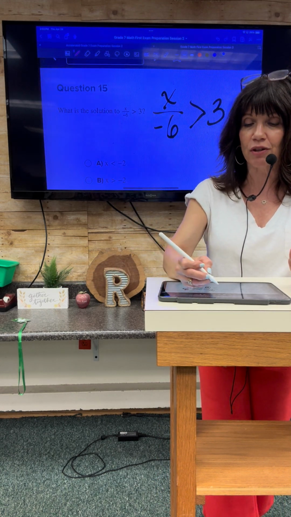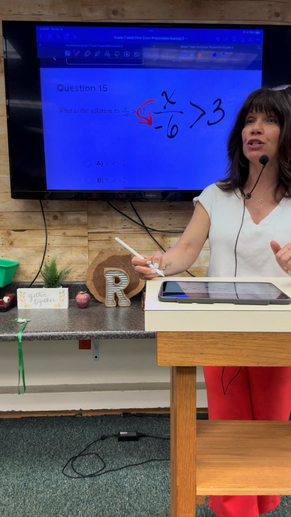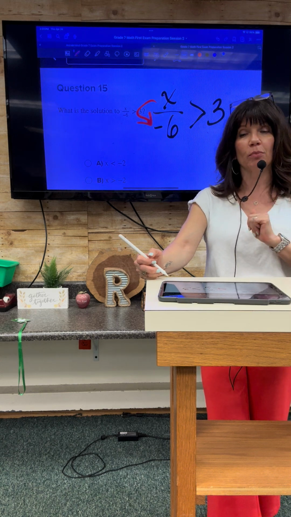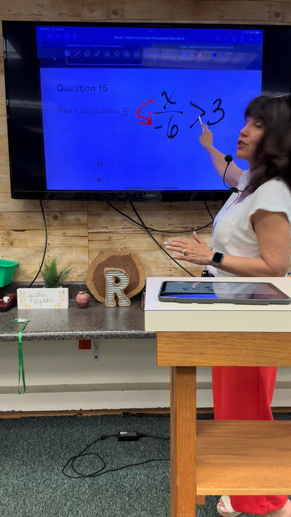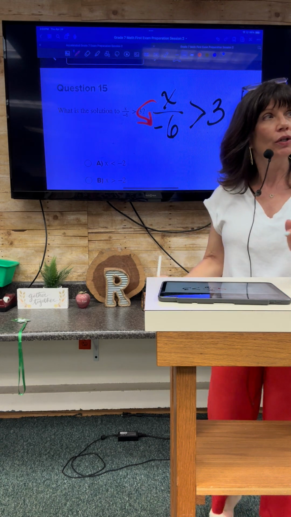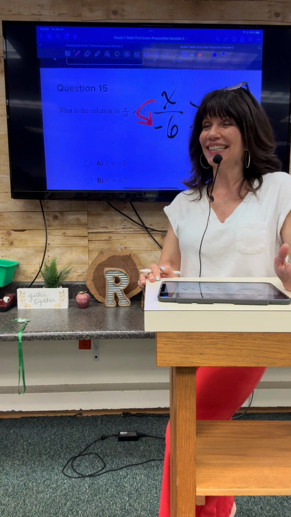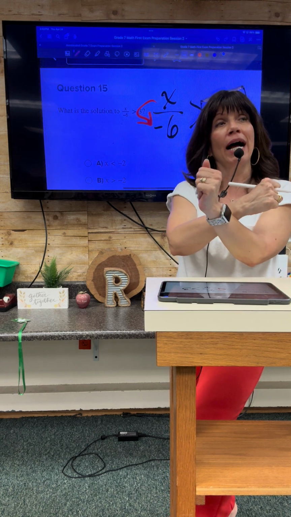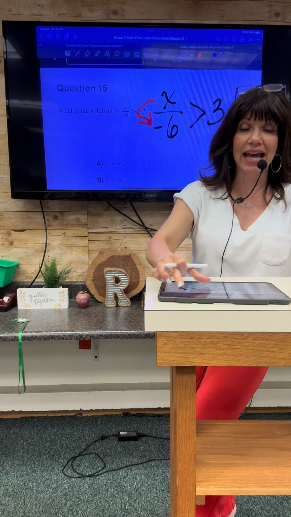Class, what is happening to the variable? It is being what? Divided. By -6. So what will I do on both sides? Multiply by -6 on both sides. And then also ask yourself this. Is there any reason I would want to flip this sign ever? Yes? What is the reason that we would flip a sign? If it's bigger. Okay? It's if it gets multiplied or divided by a negative.